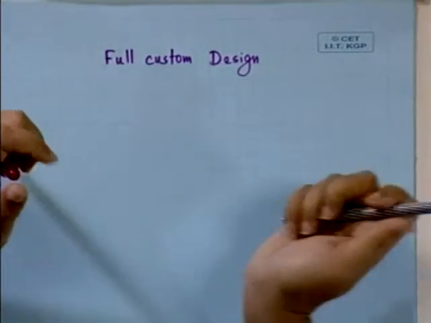Say that for semi-custom designs, the cells are pre-designed, pre-verified, pre-tested, and I am just using them. For full custom, based on my requirement, I am doing the design, the paper design, from scratch, or you can say starting from the transistor itself. That's why it is called full custom.